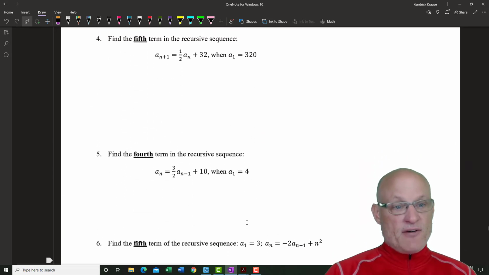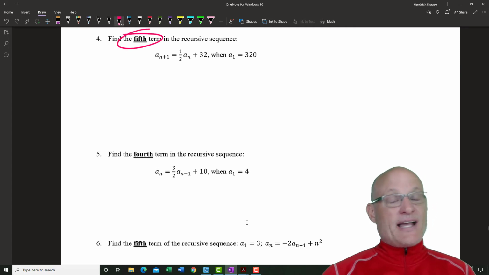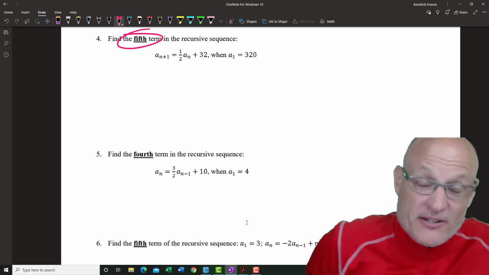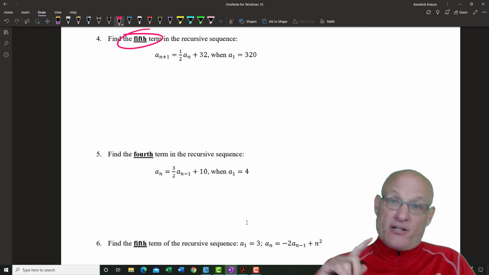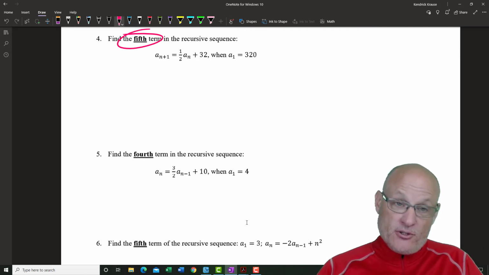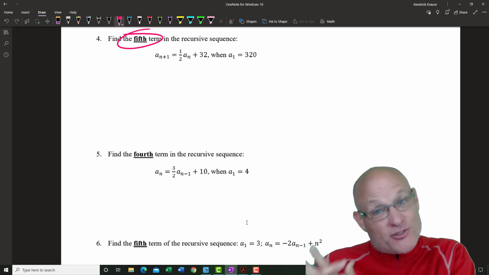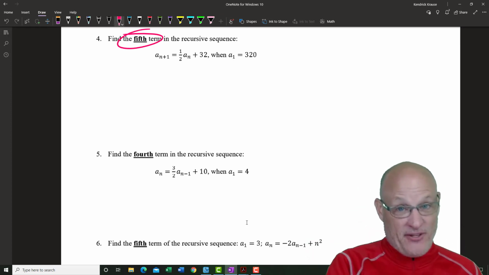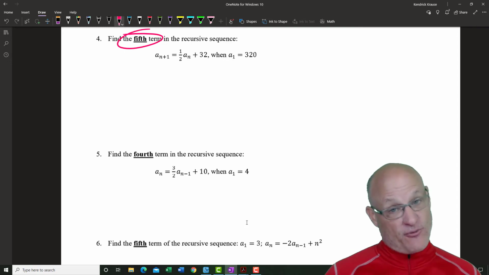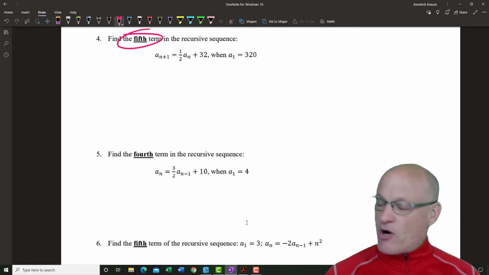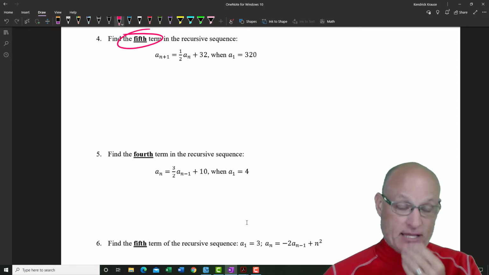This one says, find the fifth term. So I can't directly go to the fifth term without knowing the fourth, the third, the second, or the first. So in order to do this, I still need to find all those other terms, but the answer to the question is the fifth term. In the last one, it said find the next 4 terms or find the next 5 terms. You got to give them all to me. But in this case, it says find the fifth term.